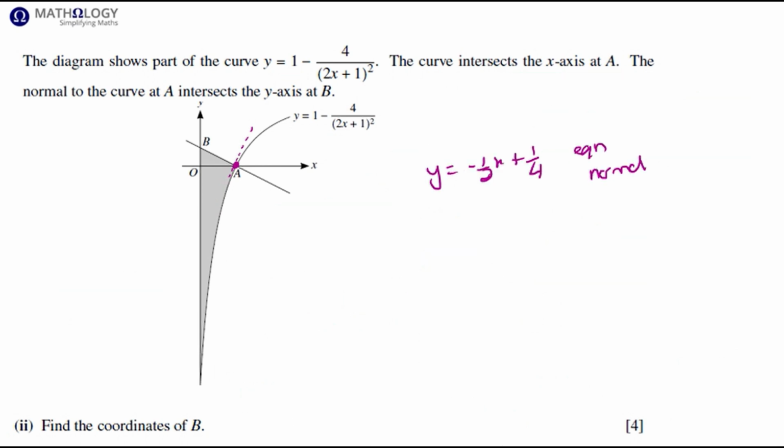Now to find the coordinates of B, B is the y-intercept of this line. So we're going to put x equal to 0. So y-intercept, x equals 0. So y equals 0 plus a quarter. So B is the point (0, a quarter).